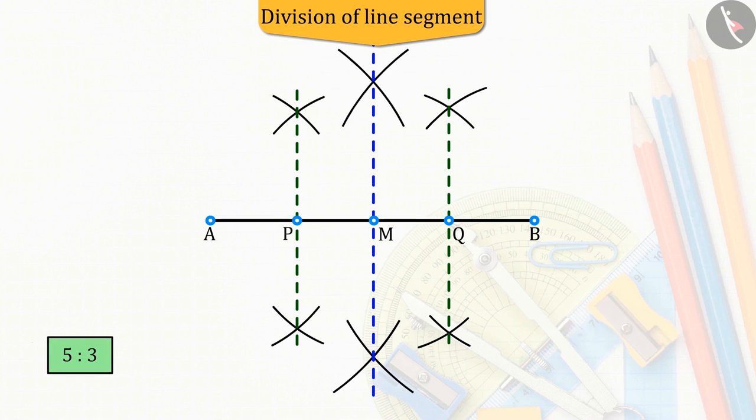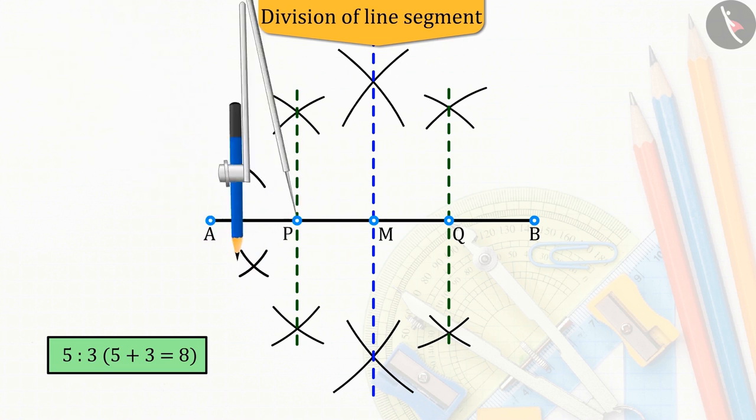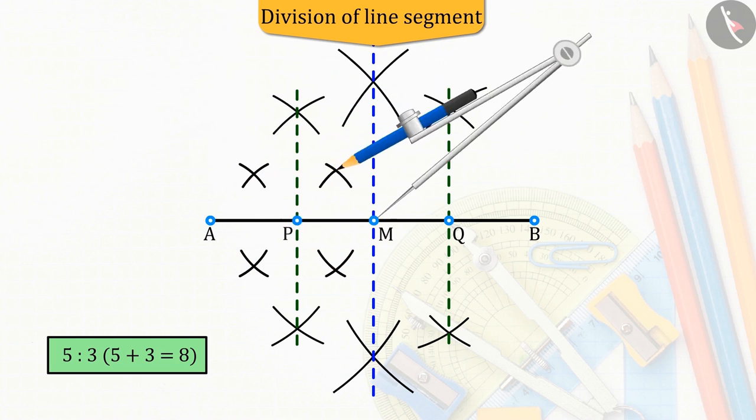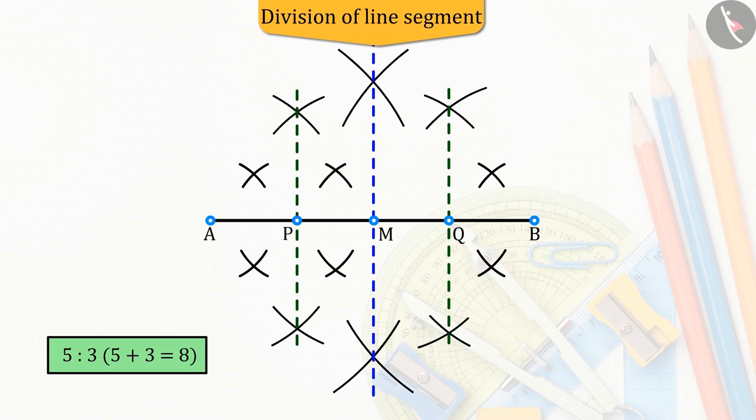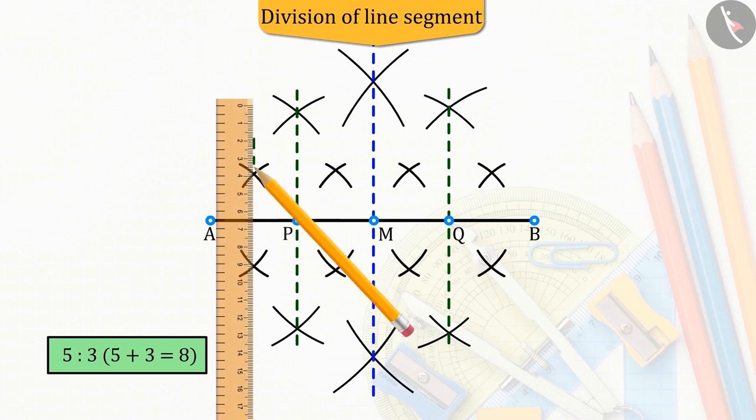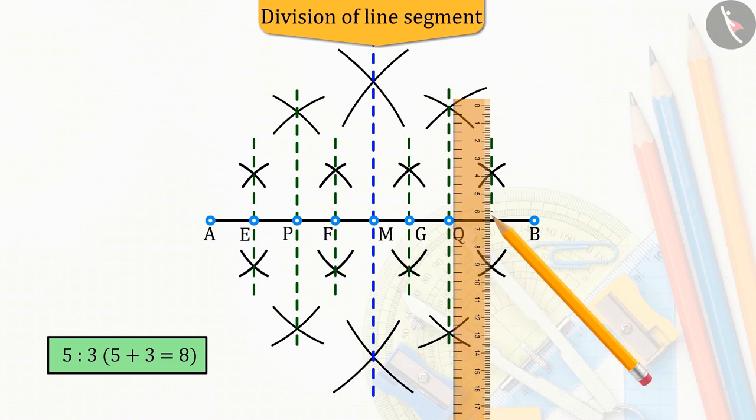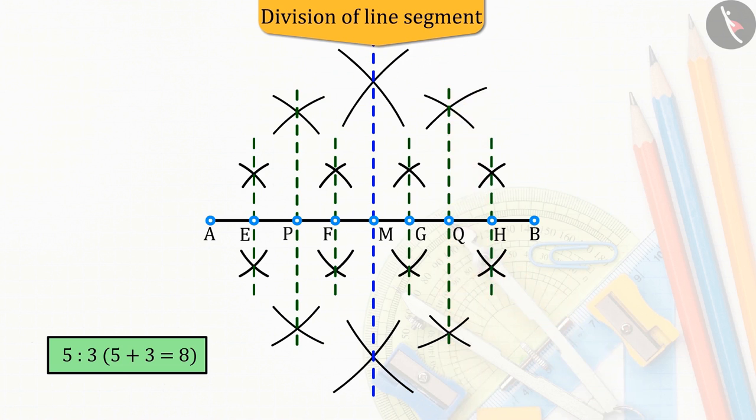Now, if we want to divide the line segment into 5:3, what do we have to do? What do you understand by dividing the line into 5:3? This means that we have to divide this line into 8 equal parts. Also, we have to find a point that divides the line segment into 5:3. It will be difficult to do this and there are more chances of mistakes in this method. We have another simple method of dividing a line segment in the given ratio.